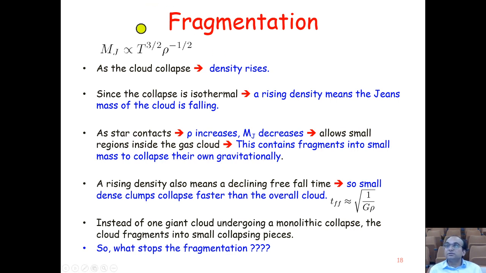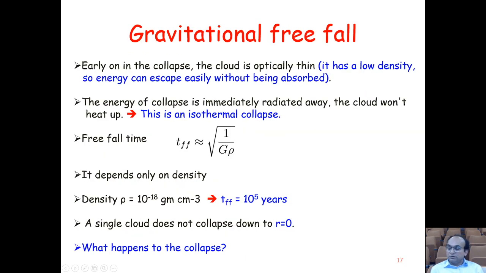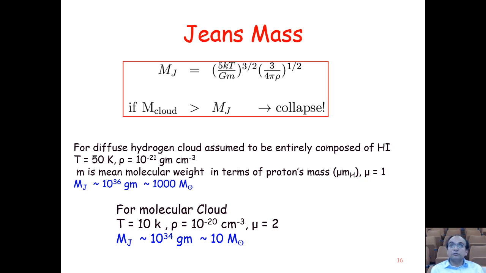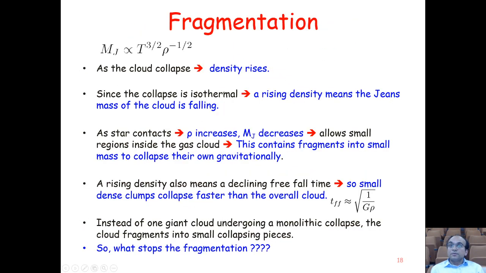As you see, the Jeans mass is proportional to T to the power 3/2 and ρ to the power minus 1/2. You see that from here. So as the cloud collapses, the Jeans mass is inversely proportional to the square root of the density. The mass density will rise, the cloud density will rise. Since the collapse is isothermal, a rising density means the Jeans mass of the cloud is falling. If the density increases, the Jeans mass will decrease. So as the cloud contracts, ρ increases, Mj decreases.